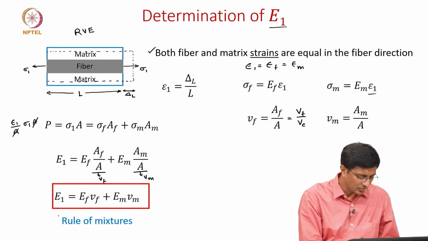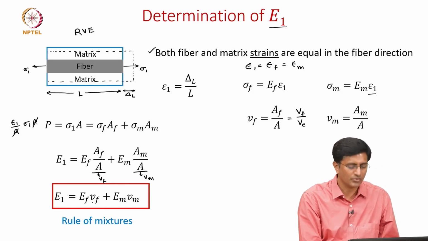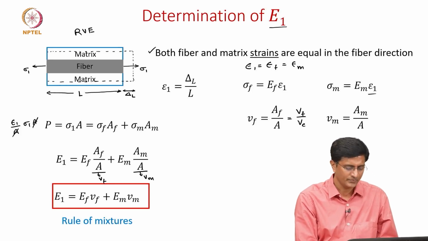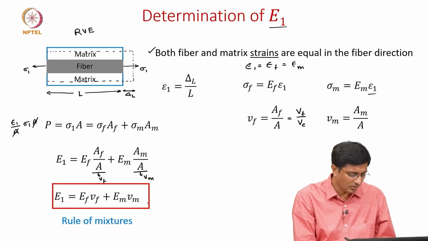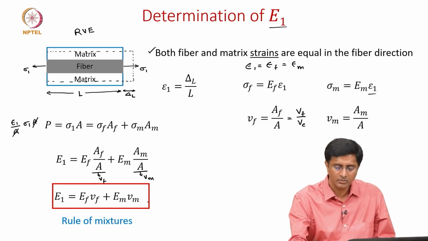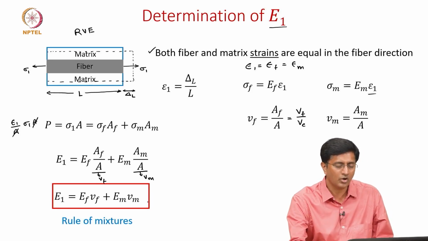Then we are able to show this relation: E1 is EF times the volume fraction of fibers plus elastic modulus of the matrix times the volume fraction of the matrix, which we call the rule of mixtures. So this expression is usually called the rule of mixtures, but in the next slide we'll show how we can plot this variation of the elastic modulus with the volume fractions.